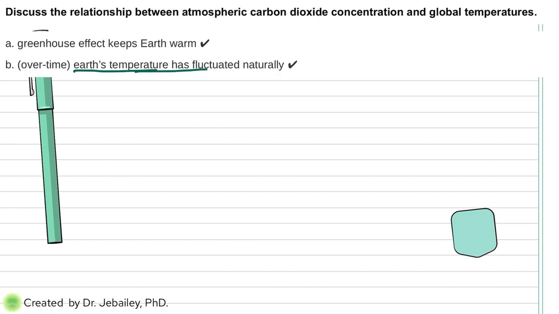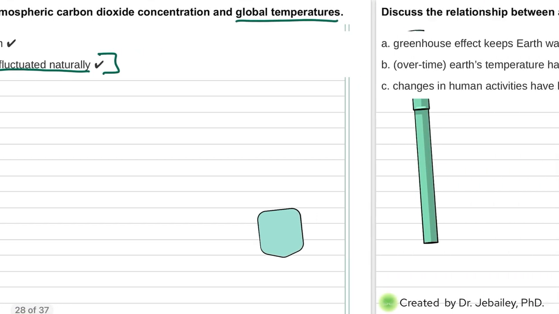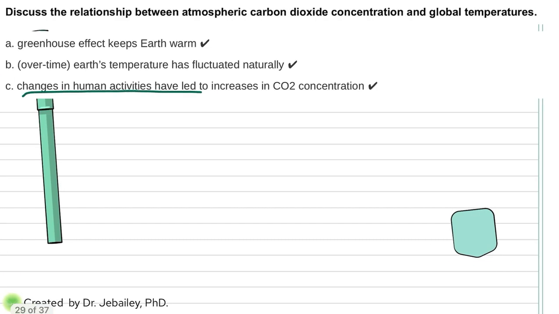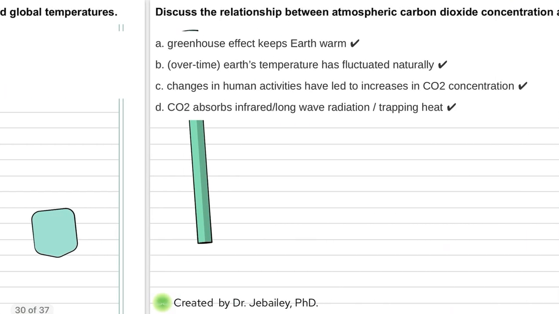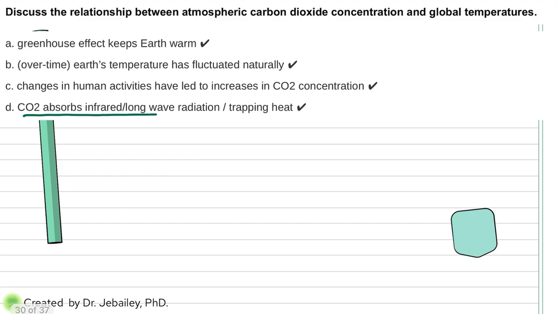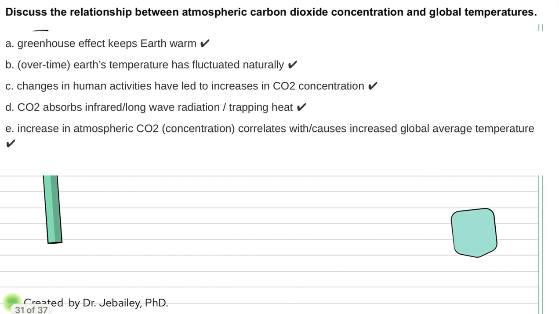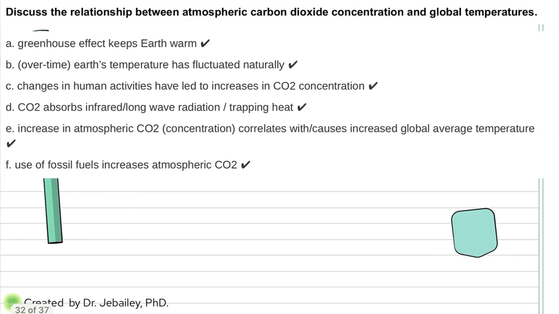The earth temperature has fluctuated naturally. So this is basically the one part that we're talking about how the temperature has been fluctuating. Changing human activities led to increased CO2. CO2 absorbs long infrared radiation, trapping heat. This is about the greenhouse effect. Increased CO2 correlates with increased temperature, which again, if you're saying that so much CO2 is rising, that traps a lot of long wave, which leads to increase in temperature.